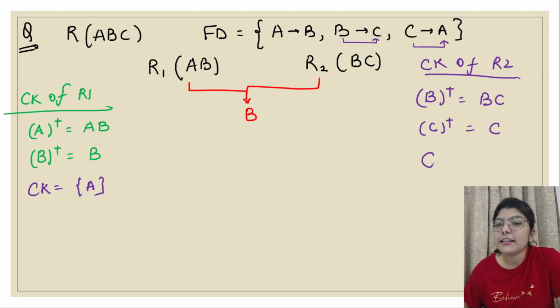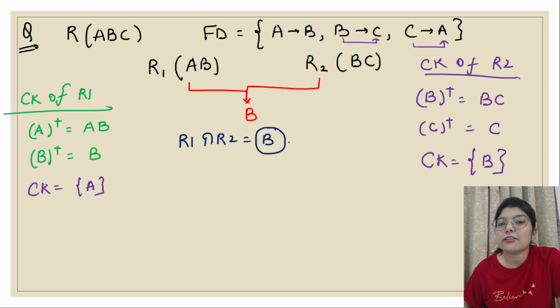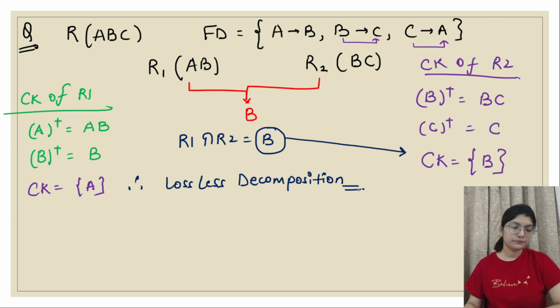So what is the candidate key of R2? The candidate key of R2 is B. So what I wanted is that when I combine R1 and R2, R1 intersection R2 will give you B. So B must be a candidate key of at least one of the relations, and I can say that B is the candidate key of R2. So therefore this is what type of decomposition? Lossless decomposition. I hope this is clear to everyone. Yes or no?